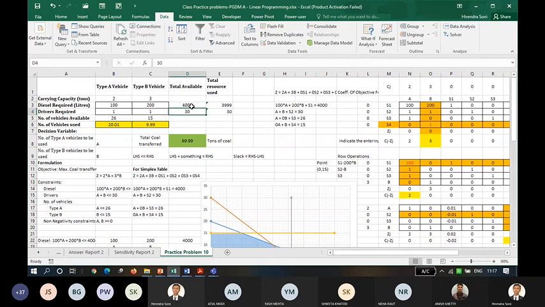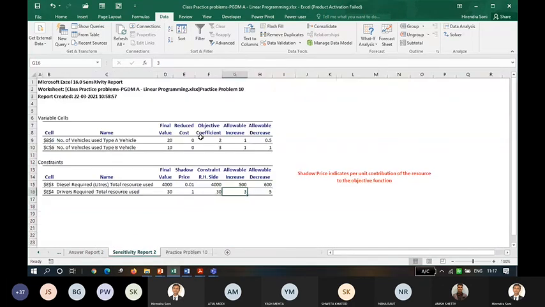Try some more experiments yourselves. See what happens by changing things. Has something been said about this here? See, objective coefficient 2, 3, allowable increase, allowable decrease. Correct? Next session we will take one more question on sensitivity, which will also talk about reduced cost.